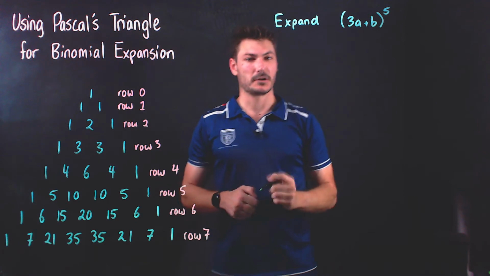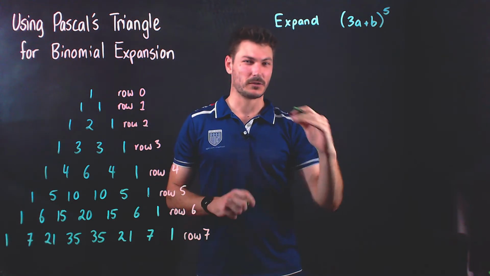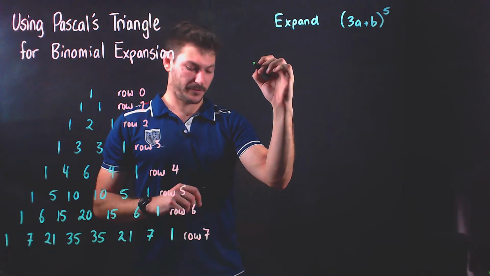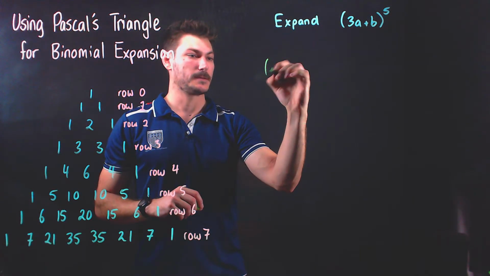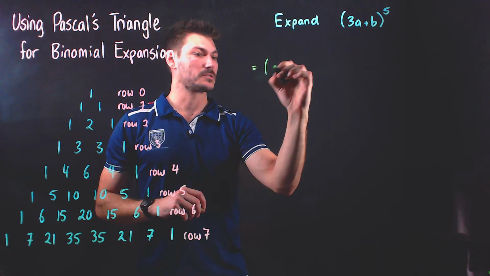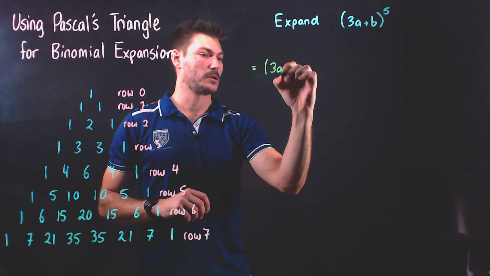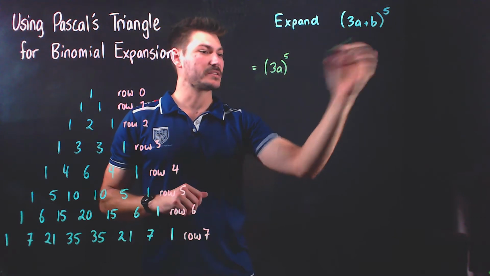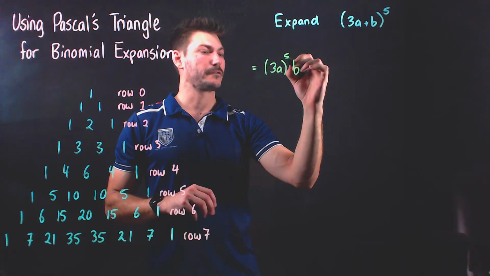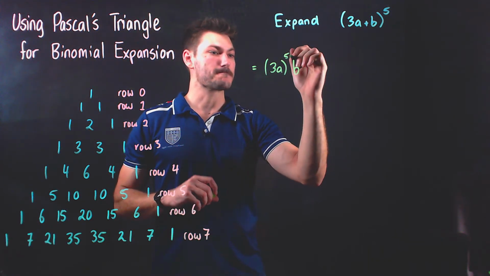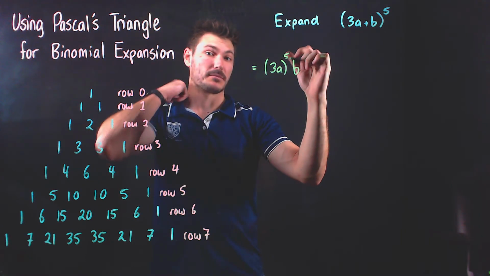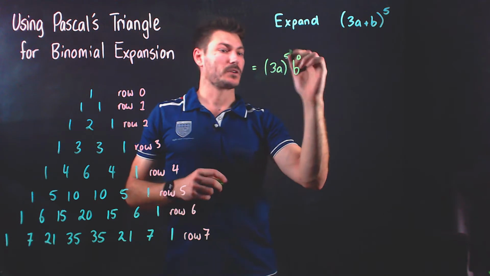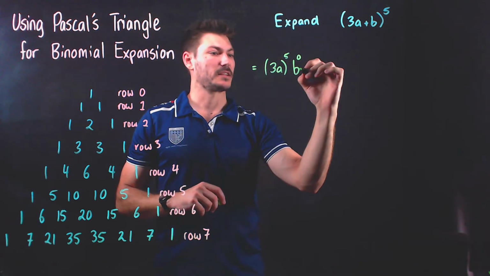So we're going to take the first term here, and I'm going to have to do this on 2 lines probably, unless I write really small. So I'm going to start with, let's say, this is going to be equal to the first term, which is 3a, raised to this power, and then the second term raised to 5 minus the term number we're up to. Okay, so that's going to be 0. Sorry, 5 minus this. So that's going to be b to the power of 0.